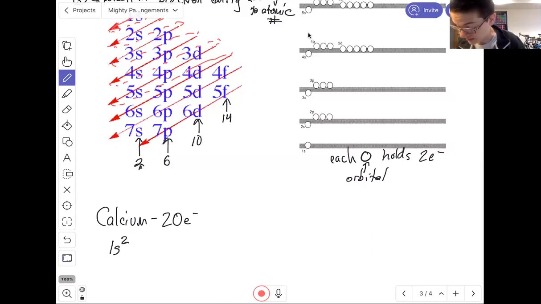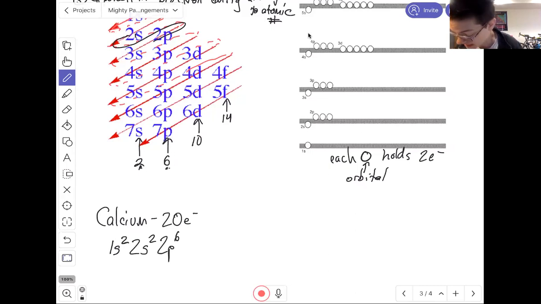The diagram on the left says after 1s, I go to 2s. S still holds 2. 2 plus 2 is 4. 4 is not 20, so I'm not done. The diagram tells me that after 2s, following my little arrow, I next go to 2p. P holds 6, so 2 plus 2 plus 6 is 10. It is still not 20, so I have to continue.